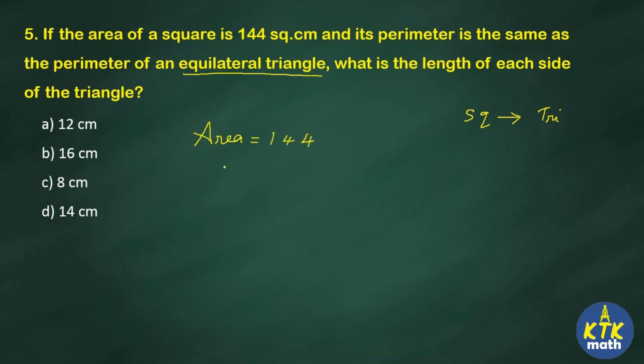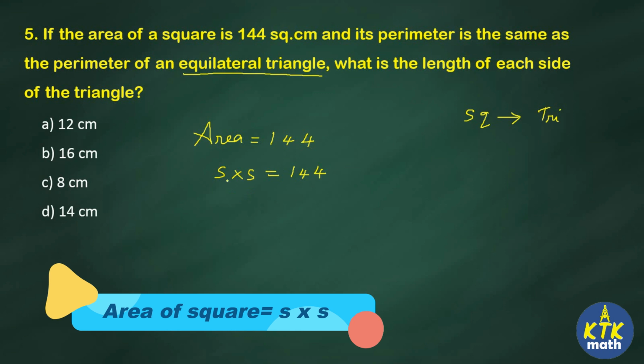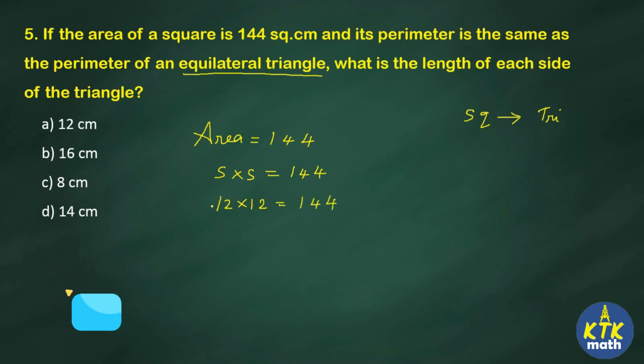Area is how much? 144. We know the formula for area of square. What is the formula? S into S. S into S is 144. So what number will be multiplied by itself to give 144? It's a logical question, you should think, because when we multiply 12 into 12, you will get 144. Therefore your side will be 12. When area is given, you should know how to find the side. The number which is multiplied by itself gives you 144. 12 12s are 144. Therefore the side will be 12.